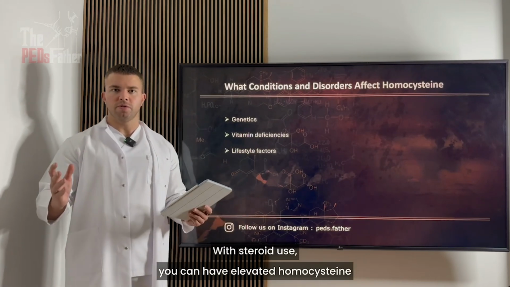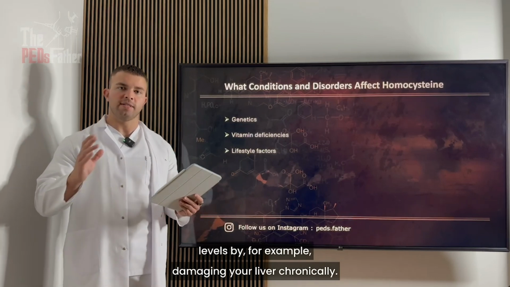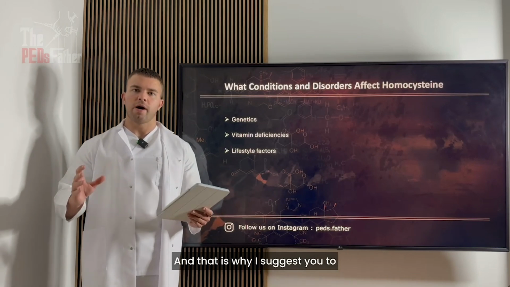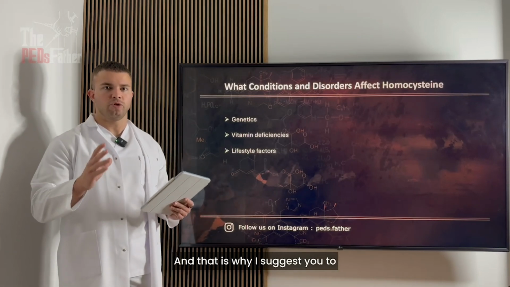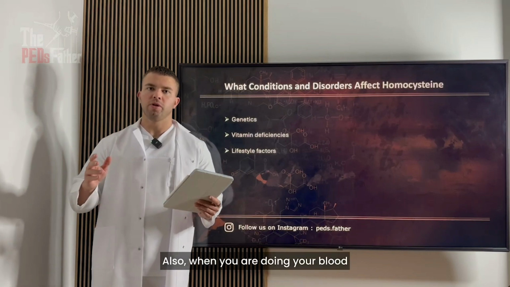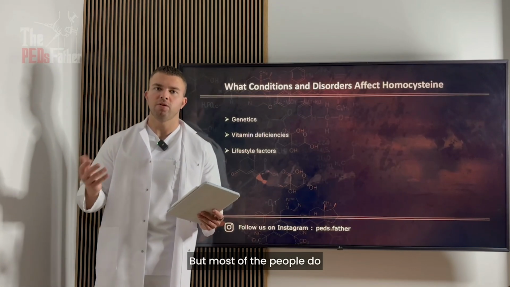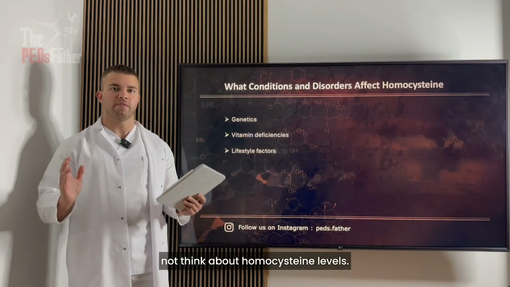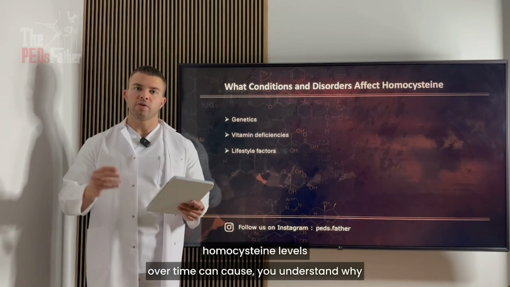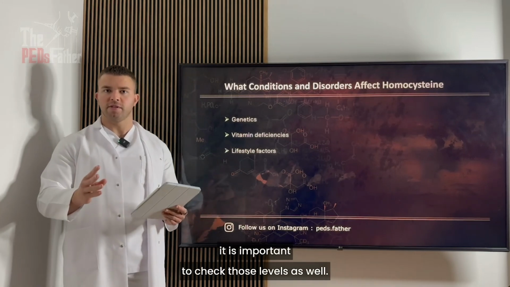With steroid use, you can have elevated homocysteine levels by, for example, damaging your liver chronically, and that is why I suggest you check your homocysteine levels from time to time, also when you are doing your blood work, which you should be doing regularly. But most people do not think about homocysteine levels. Well, I think when you know what those elevated homocysteine levels over time can cause, you understand why it is important to check those levels as well.